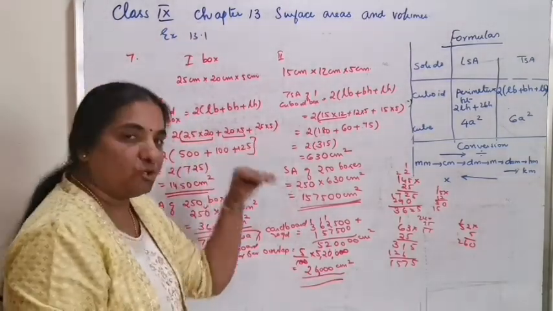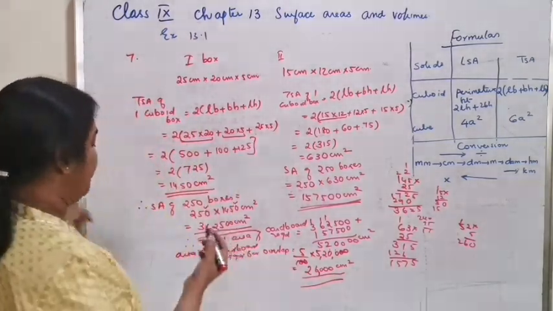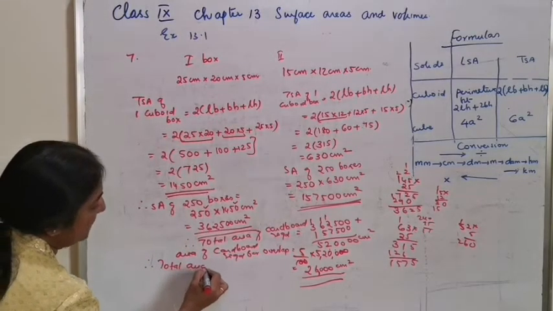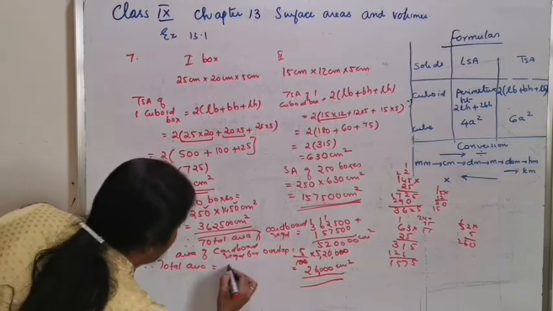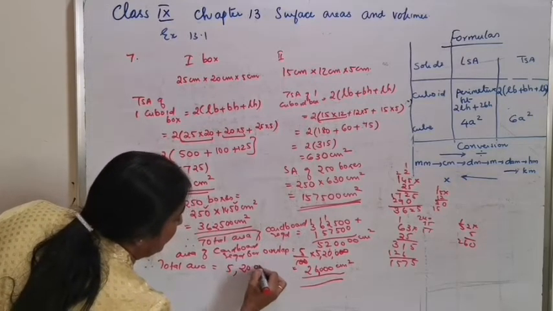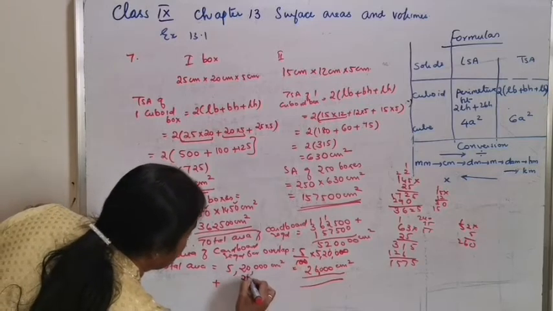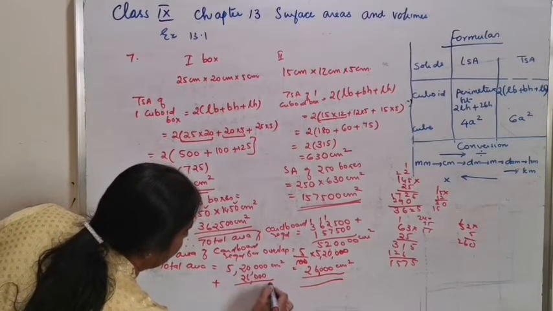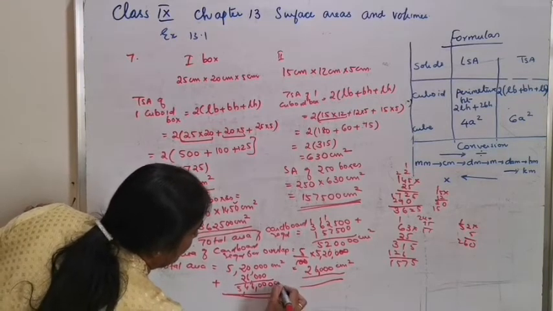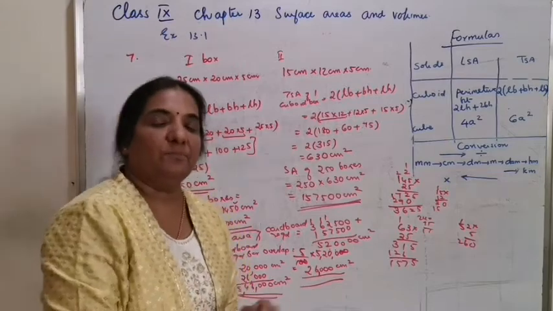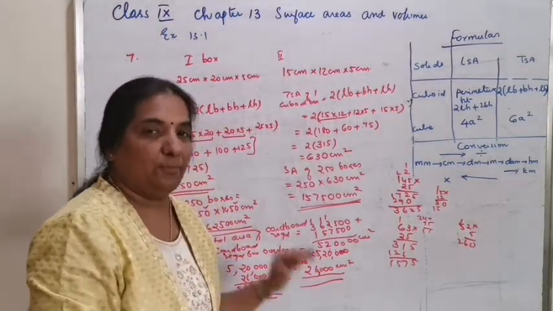So what is the total now? Therefore, total area is equal to 5,20,000 centimeter square plus 26,000, which is 5,46,000 centimeter square of cardboard required for the boxes.